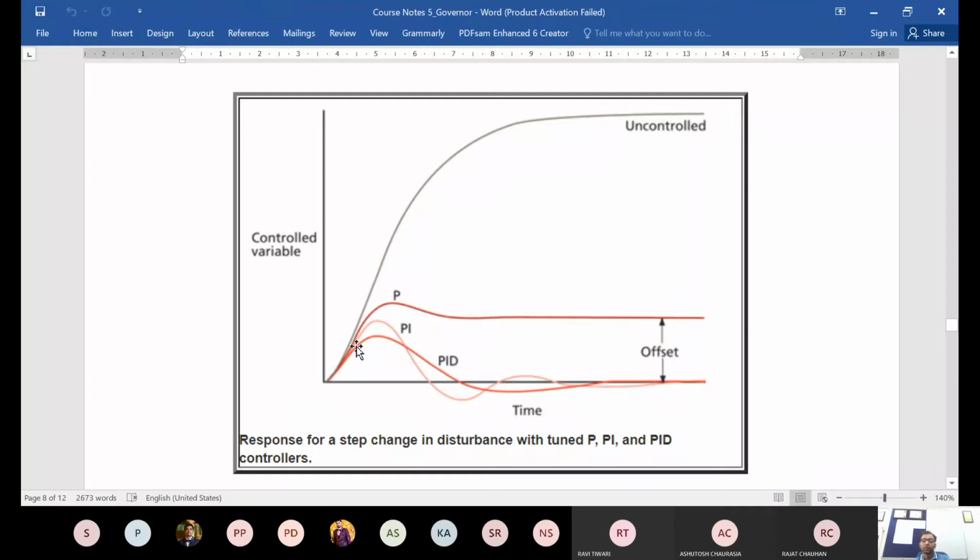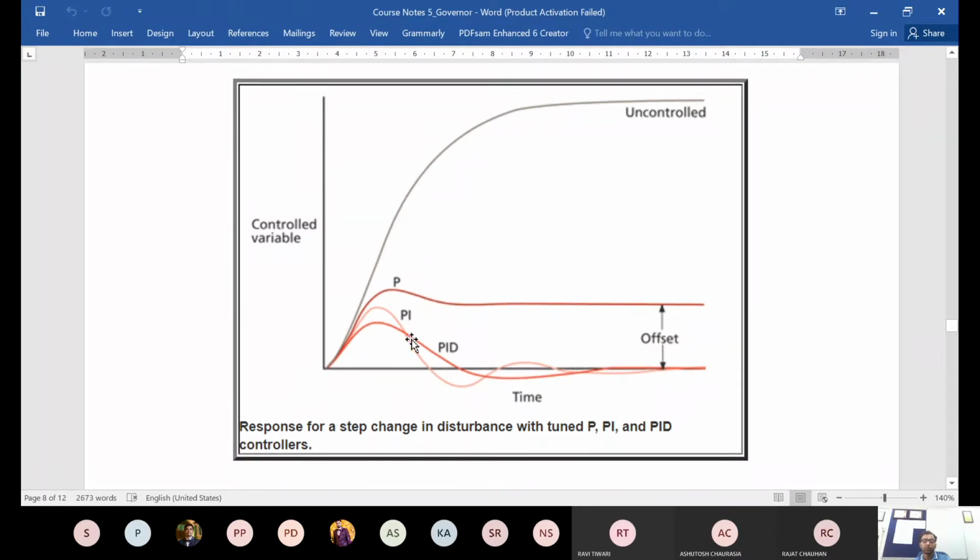Whereas PID, this third one here, with the addition of derivative control, the speed of response is fast and more stable also. There are not many oscillations, it just rises and quickly settles down to the final value. So the PID response is the best one, but PI is the second best. Practically, these two, PI and PID, are the most common ones which are used.